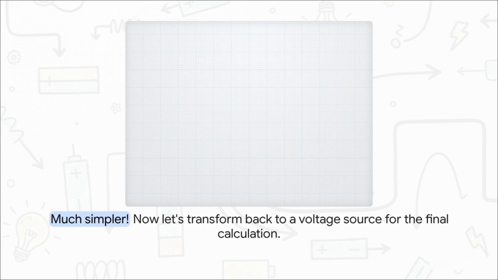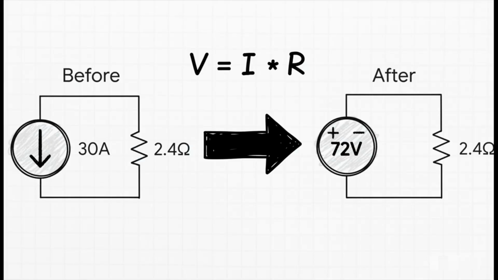And to make our final calculation even easier, let's do one last transformation and turn this back into a voltage source. So, one last time with Ohm's law. We're looking for voltage, so V equals I times R. Our equivalent voltage is 30 amps times 2.4 ohms, which works out to 72 volts. This new voltage source will be in series with that 2.4 ohm resistor.